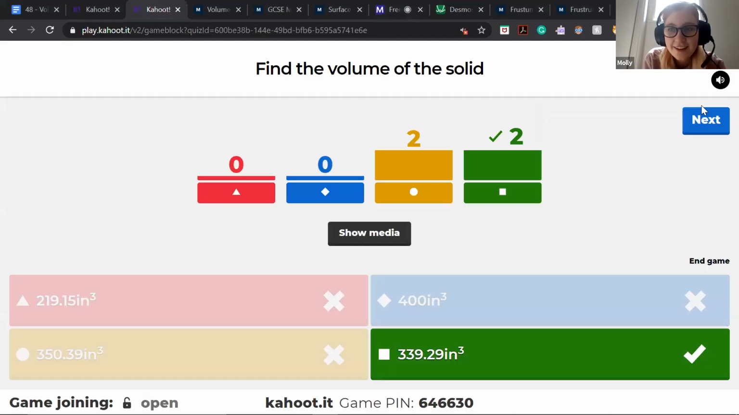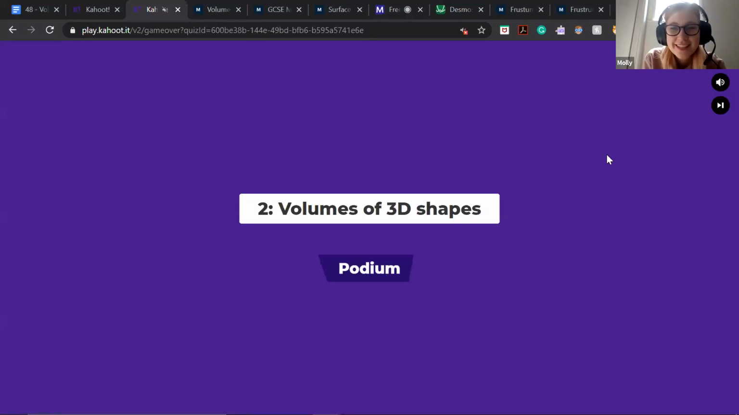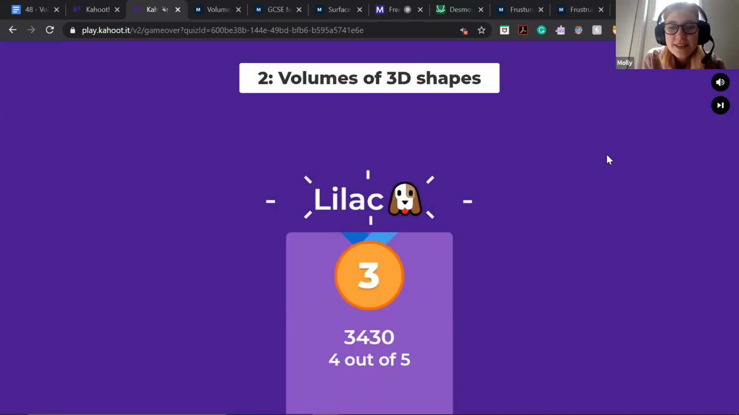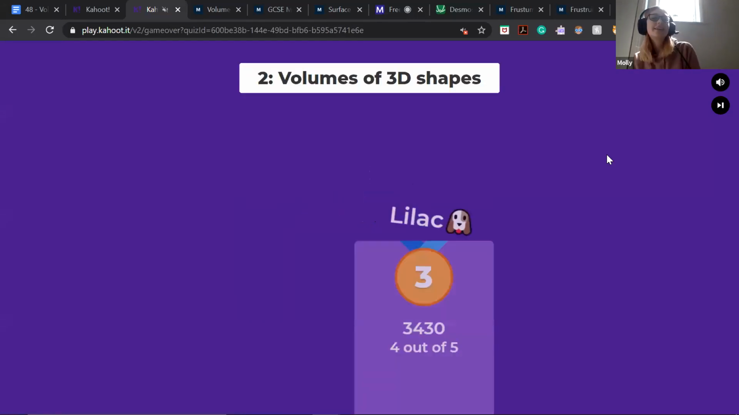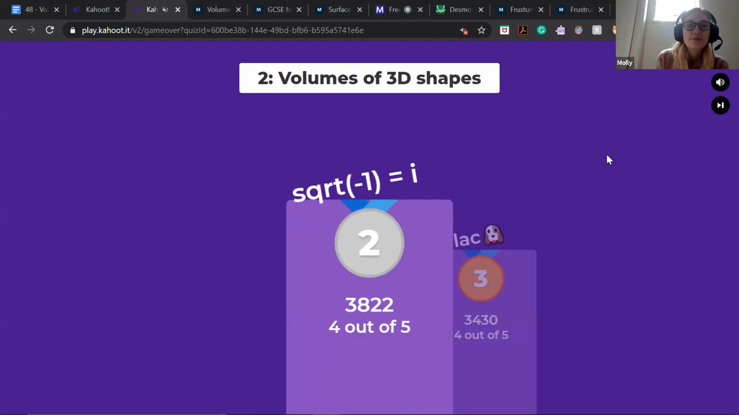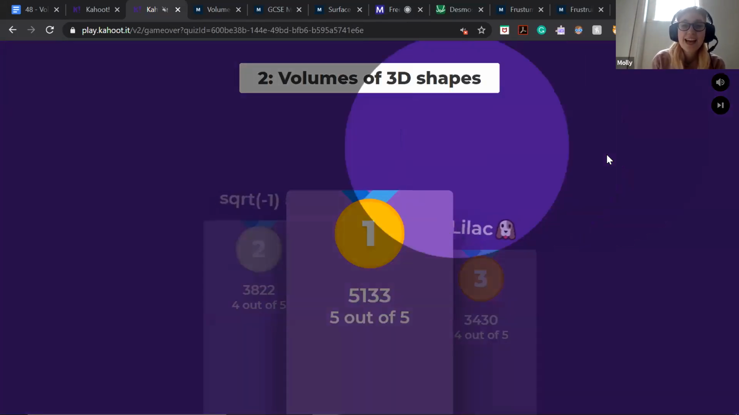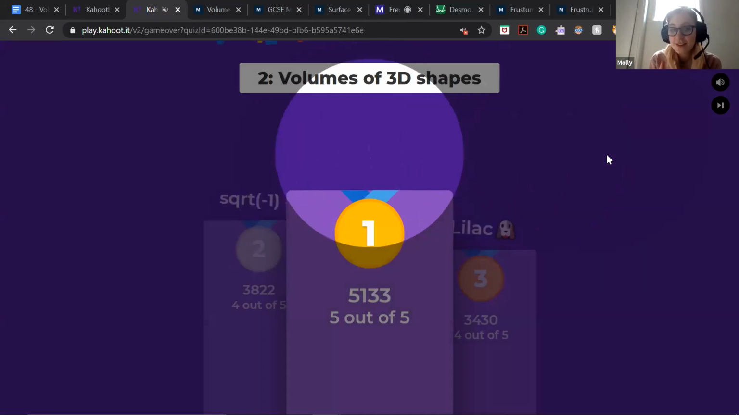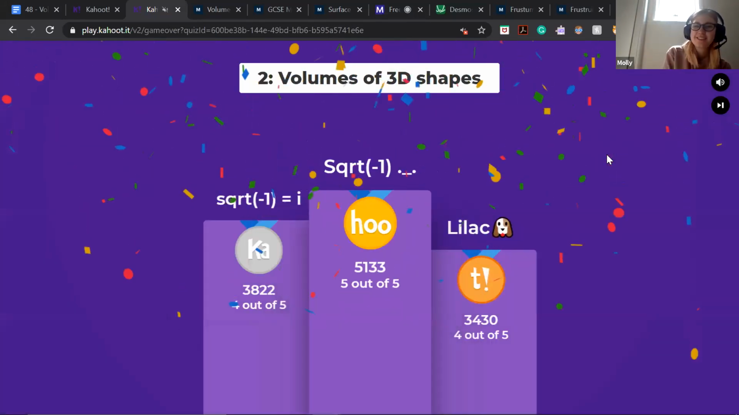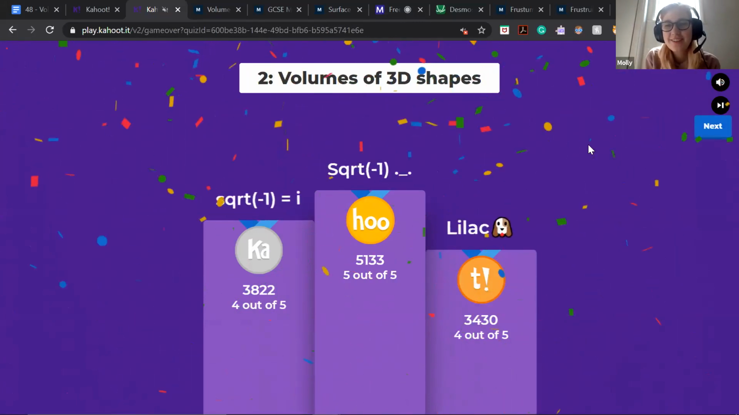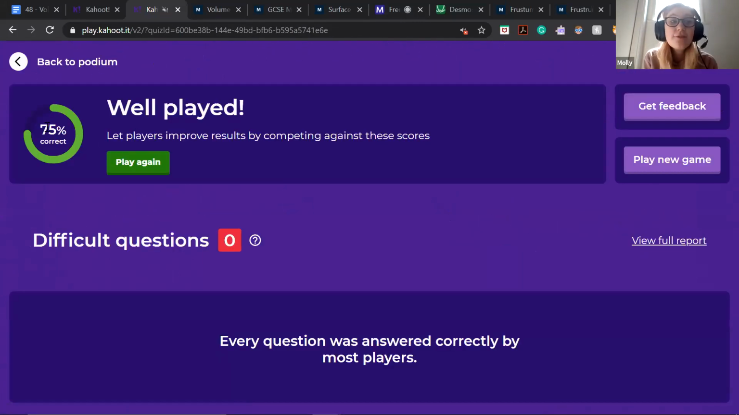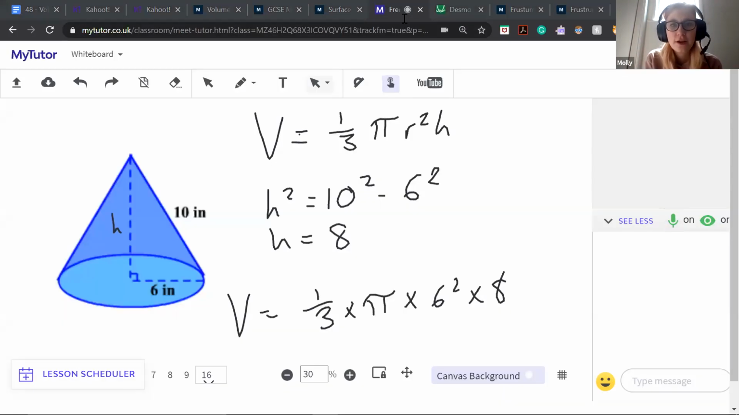Let's see these now slightly skewed results. So the podium, well done. Lilac in 3rd. And square root of -1 equals i in 2nd. And with 5 out of 5, which is a lucky guess on the final one, seeing it was wrong, square root of -1. So yeah, really, really well done. And we can see, even with that last question, it was a really, really well answered quiz, 75%, probably the best one that we've had in any of these. So yeah, well done, everybody.